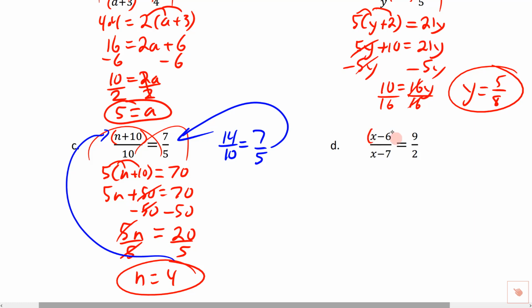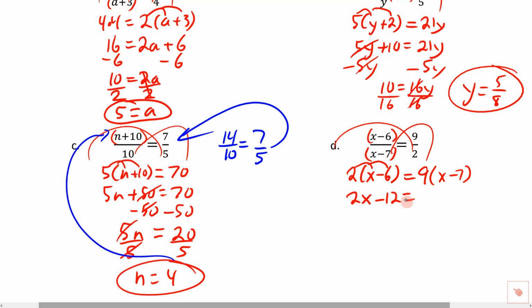This one's a little bit more complicated. It happens to have two binomials here. So let's go ahead and multiply here and multiply here. So this is going to be 2 times x minus 6 on this side. So there's the 2 and there's the x minus 6. And then 9, and then this would be x minus 7. So we'll distribute through here. So we get 2x minus 12. And then 9x, and then this would be a negative 63.